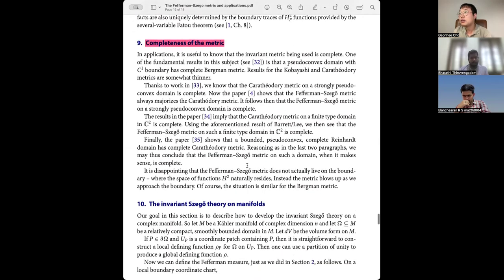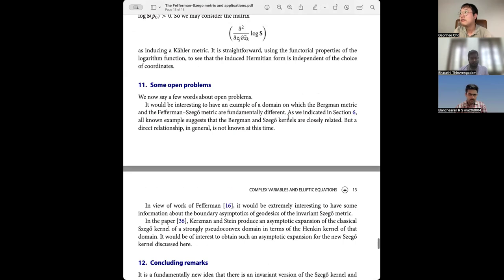So even the question about the difference between these two: if you look at the description of the Szego kernel, it's almost the same as the Bergman kernel. And the description of the Szego metric is also quite similar, and the properties are also quite similar for well-known classes of bounded domains.